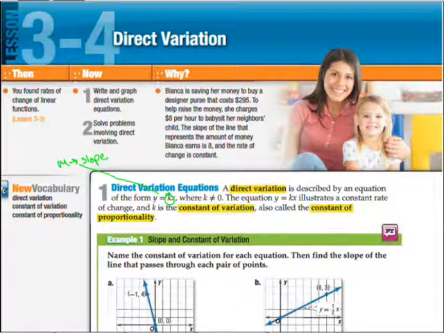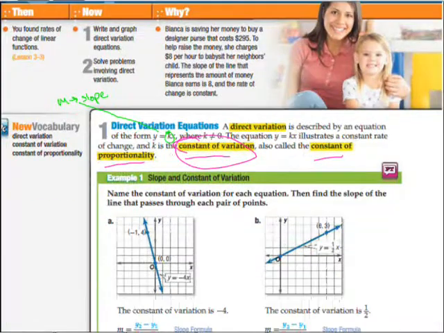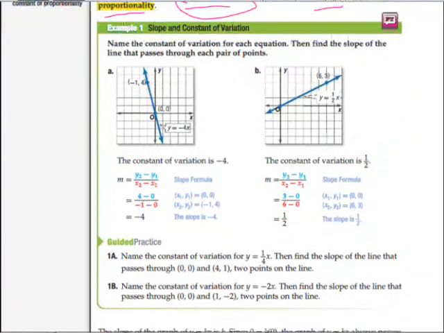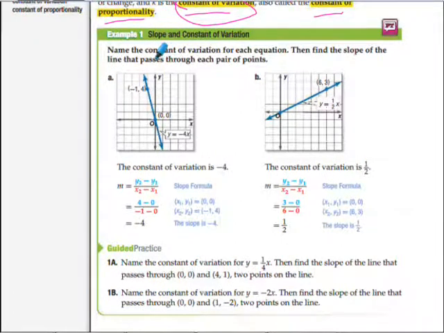It's often referred to as the constant of variation or the constant of proportionality, and more typically, I think you'll see the term constant of variation. So it's just the slope, okay? So when it says name the constant of variation, we should just be thinking, all right, they're just asking me the slope of that line, okay? So they tell us in the problem that the slope is -4. So very simply, the slope is -4, okay?